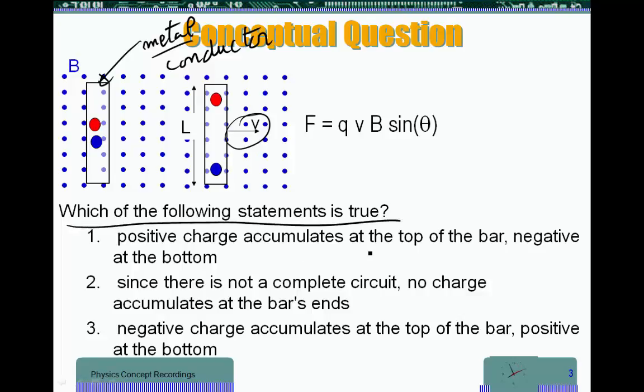Positive charges accumulate at the top of the bar, negative charges at the bottom. Since there is no complete circuit, no charge accumulates at the bar's ends. Or the opposite of answer 1, negative charges accumulate at the top, positive charges at the bottom. Okay, the answer is here really in the picture, but the color might give you the answer or it might not.